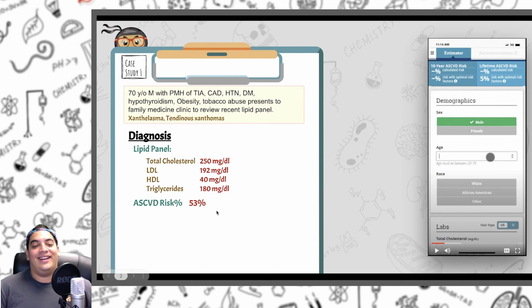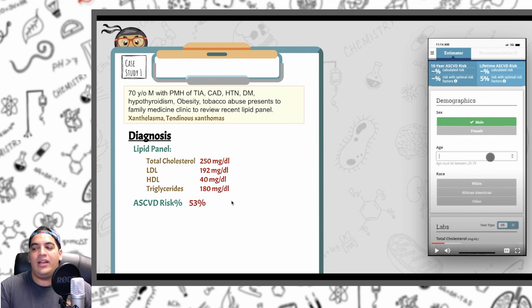Holy crap, 53%. So this guy has got insanely high LDL, clinical atherosclerotic cardiovascular disease, and his risk is greater than 7.5%, and he's also 70 years old. So he's within that 40 to 75 year old range. So he's got a lot of issues here.